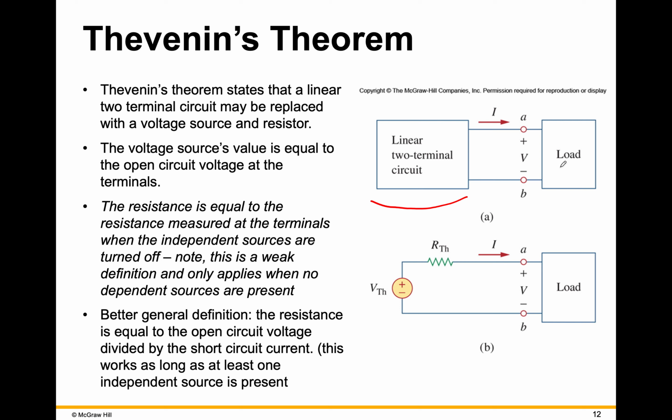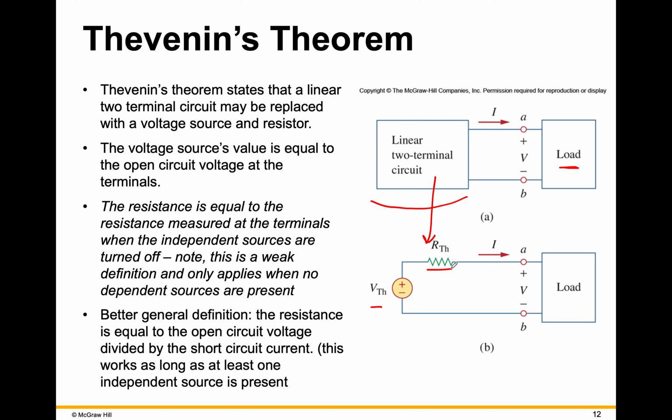So the load out here is whatever you're actually trying to deliver some power to. We'll talk about it in terms of power. What Thevenin's theorem says is that a linear two-terminal circuit, so that's what this is, two terminals meaning coming out of whatever's in this box you have a connection A and a connection B, can be replaced with an equivalent voltage source and resistor. So whatever is in here, however complex it is, as long as it's linear, we can replace it with a single voltage source in series with a single resistor.